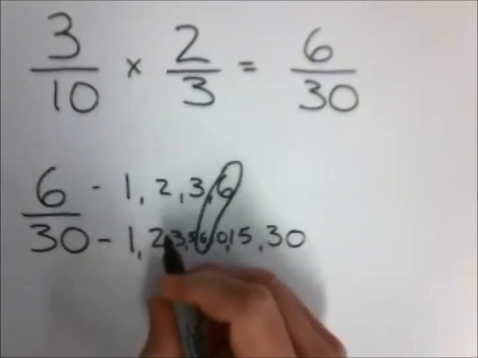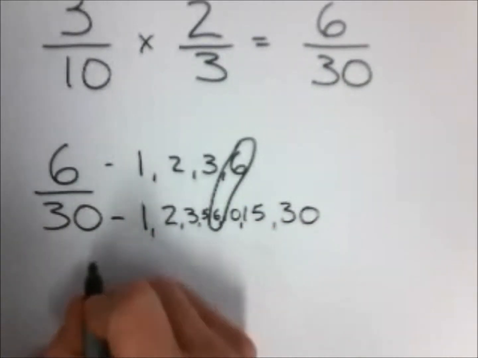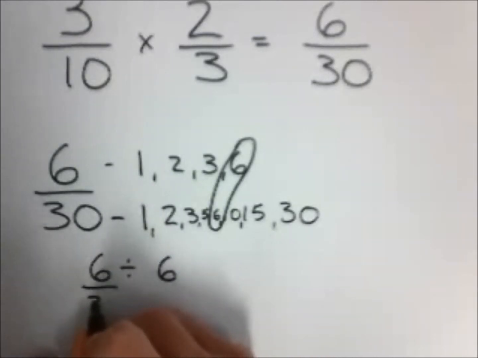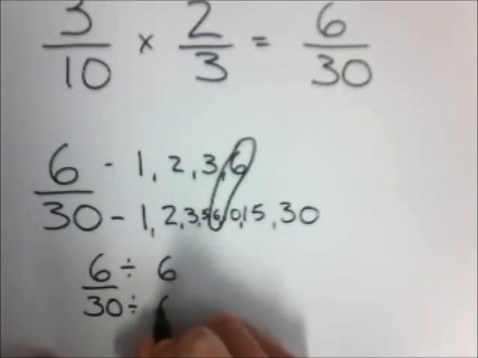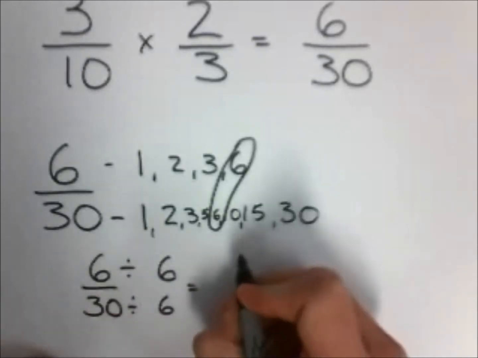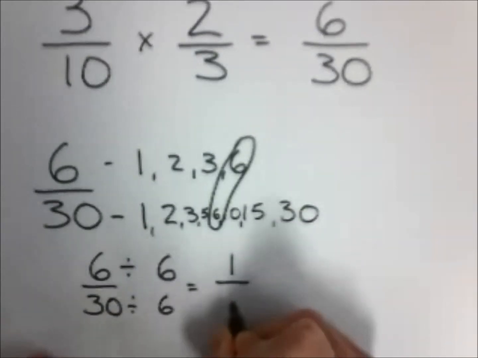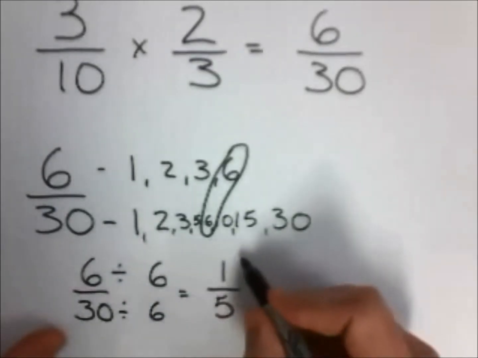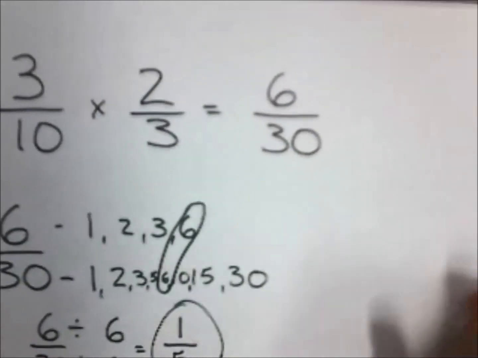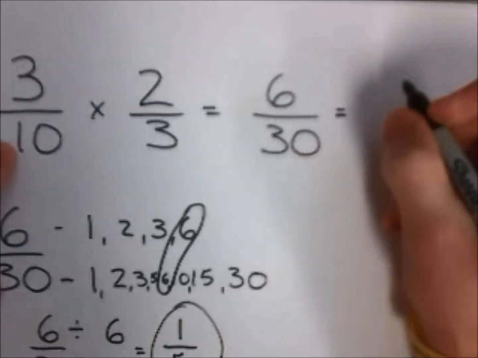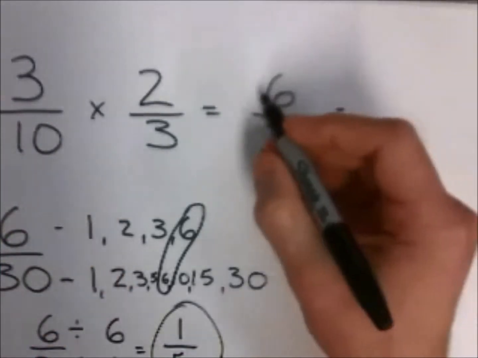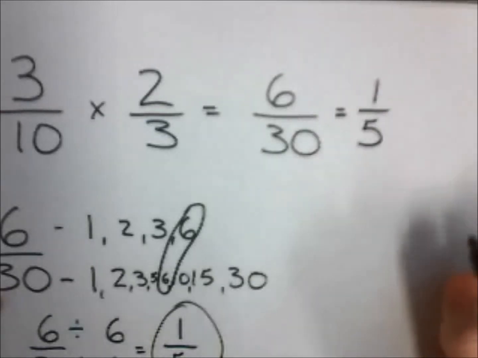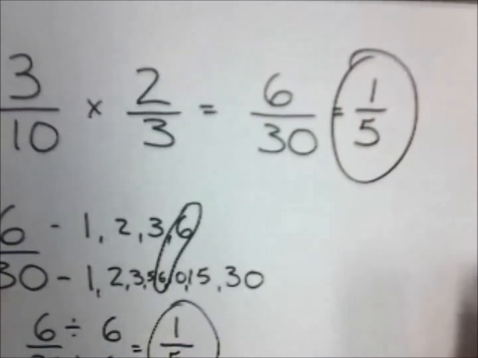So we're going to do the same to the bottom as the top. We're going to divide both of these numbers by 6. 6 divided by itself is 1, and 30 divided by 6 is 5. So our final answer is going to be 1/5. So 3/10 times 2/3 is 6/30. But in simplest form, nice and polished, our final answer is going to be 1/5.